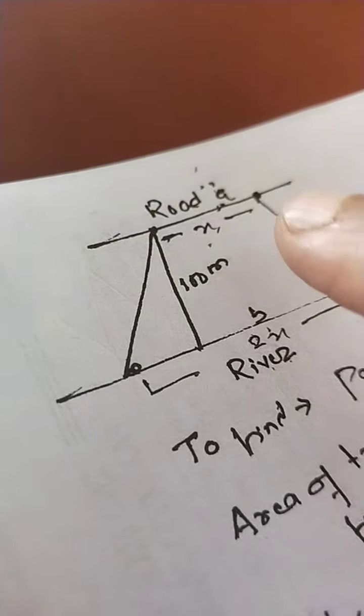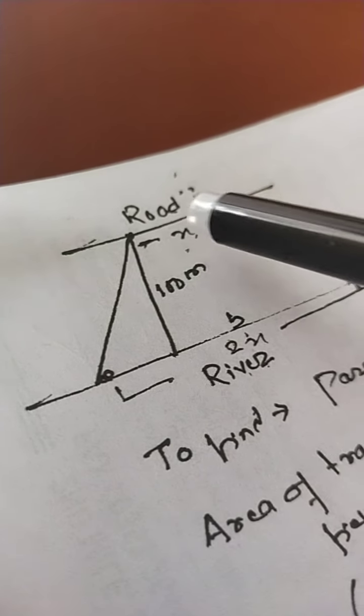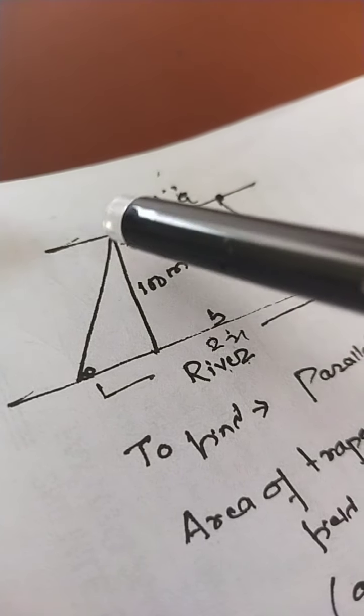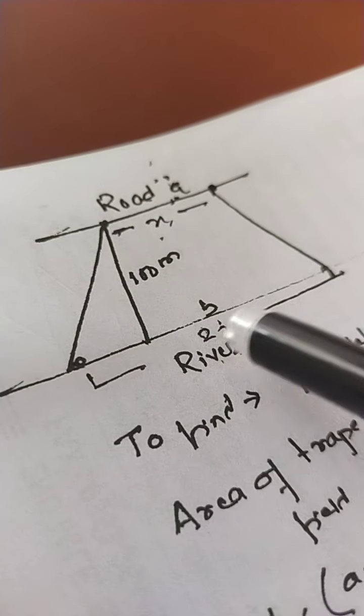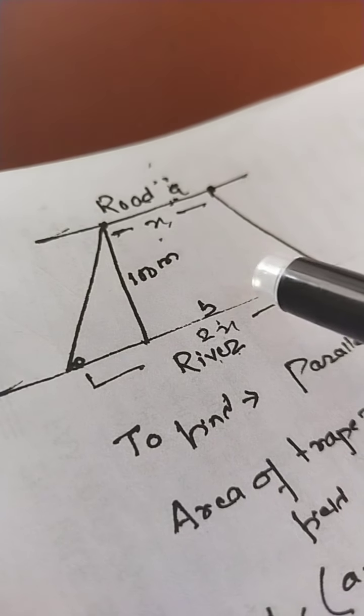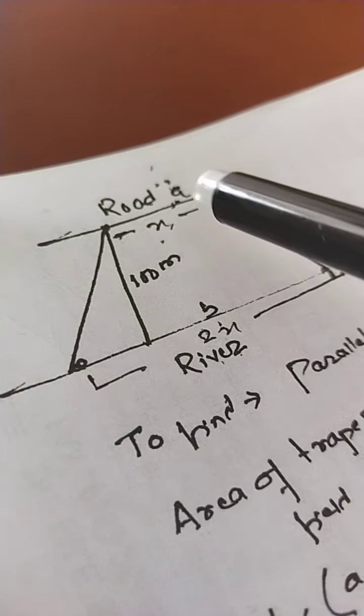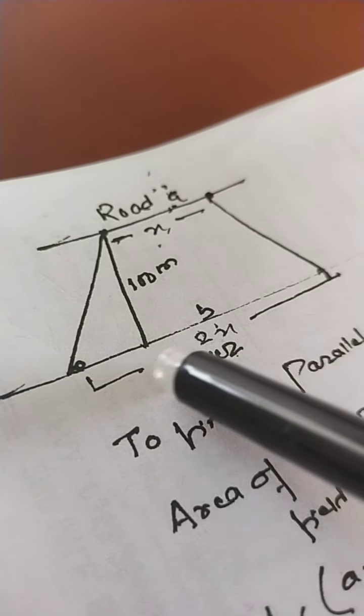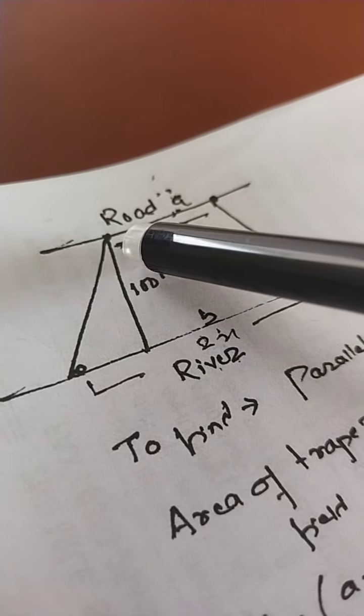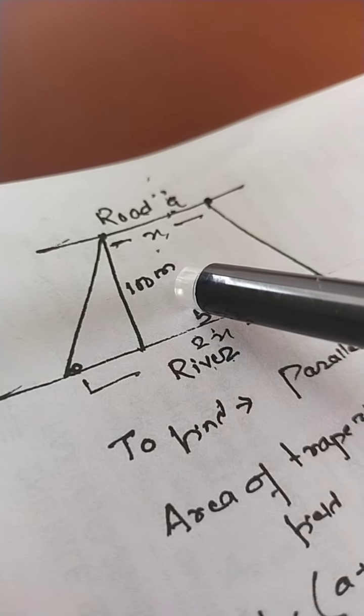What I have done is that I have taken the side along the roadside as x. So automatically, according to the relation, the side along the river would be double of this side, that is, 2x. The height is already mentioned, that is 100 meter.